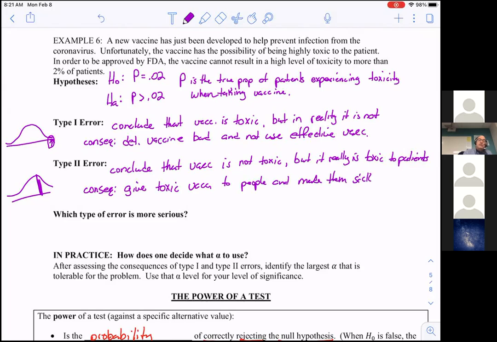So both errors in this case are pretty bad. But which one's the worst error? Again, probably the type 2. We will approve a dangerous vaccine.